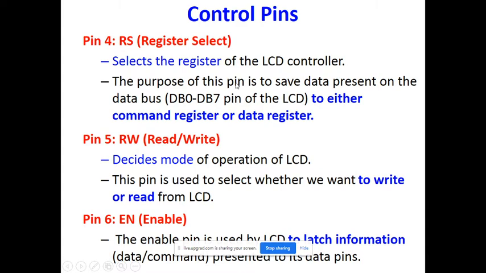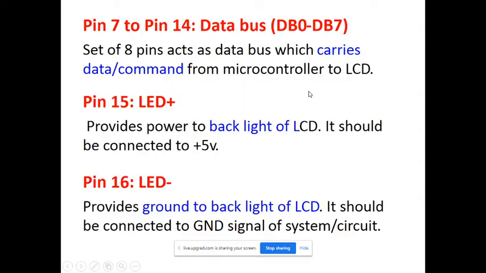But at which instant it gets latched depends upon the enable pin. When the enable pin moves from high to low, means a negative going edge develops on this pin, at that time information gets latched from the D0 to D7 data bus to the data register or command register. Next are pin number 7 to pin number 14, the data pins. There are 8 data bits you are sending at a time from one device to another. These are called data pins, which carry information. That information is either data or command.